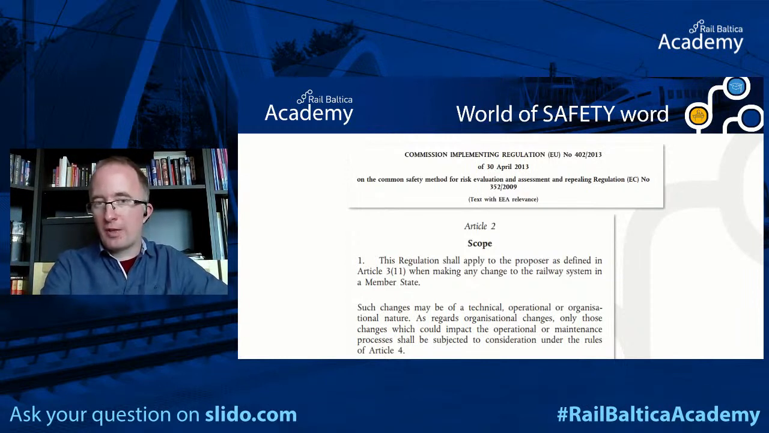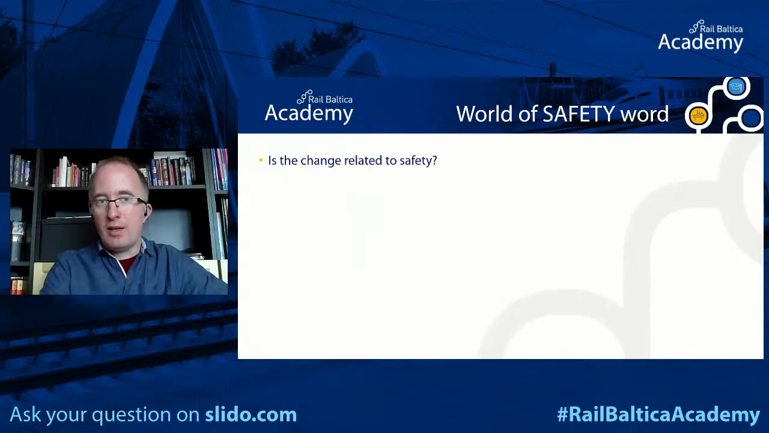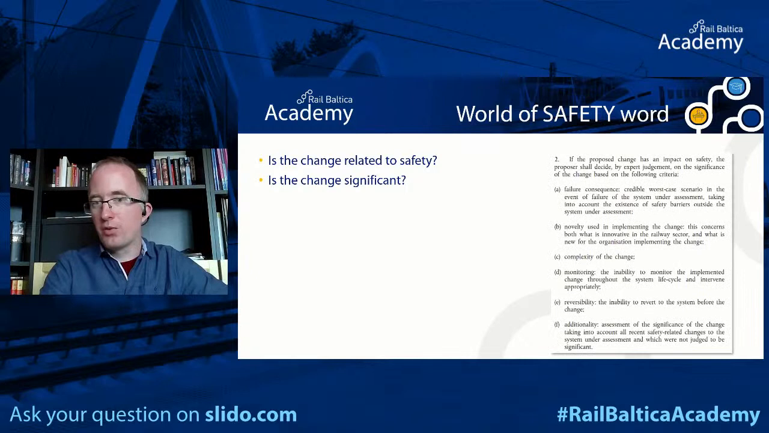We'll not go through the whole text of the legal act, of course, but just the few most important things that you can find there. We are dealing with all the changes, and the first most important question asked is whether the change that is going to be introduced is related to safety or not. If it is not related to safety, then the regulation ends. Nothing else should be done. But if it is related to safety, then another question comes: is the change significant? As a default, we use 6 criteria that are also described in the regulation: failure, consequence, novelty, complexity, monitoring, reversibility, and additionality.